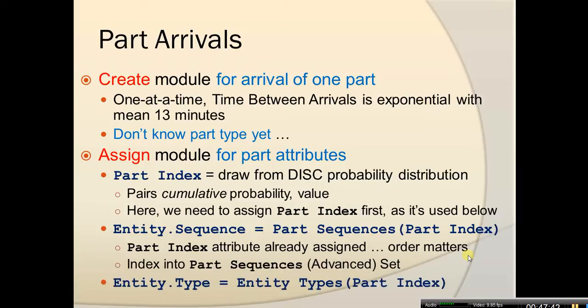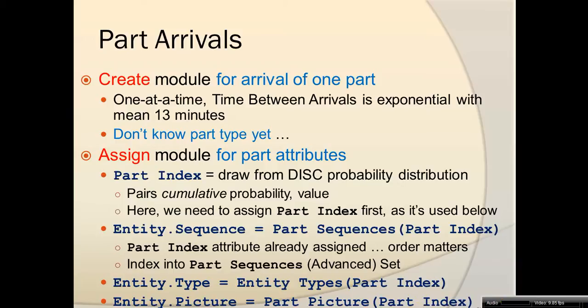And we'll also have the entity type, and entity type will also depend on part index, and we already have defined entity types as a set in the basic process, so we're going to be using that. And an entity picture was another set, and that was part pictures, named part pictures. So we'll use this part pictures also dependent on part index. So let's go ahead and take care of the create and the assign. So I'm going to demonstrate to you how to do that.